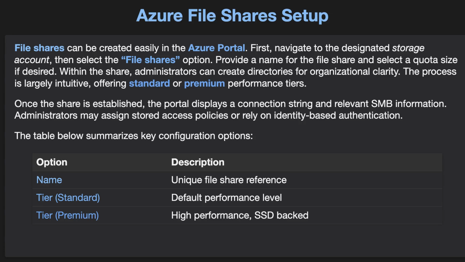Once the share is established, the portal displays a connection string and relevant SMB information. Administrators may assign stored access policies or rely on identity-based authentication. The table below summarizes key configuration options. Option, description: name, unique file share reference; tier, standard, default performance level; tier, premium, high performance, SSD backed.